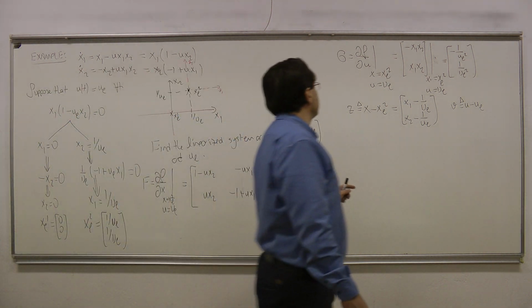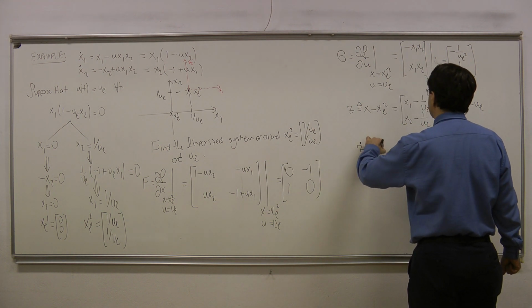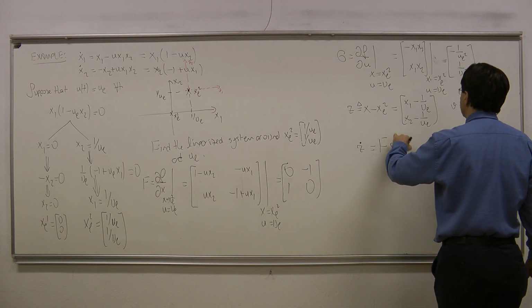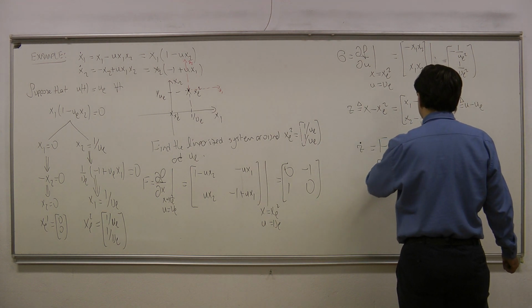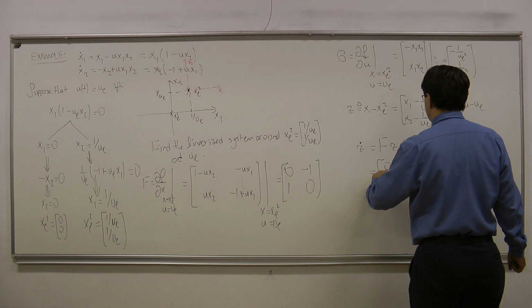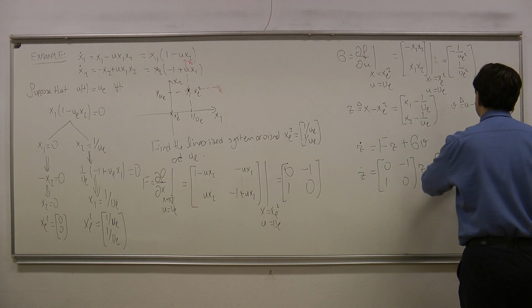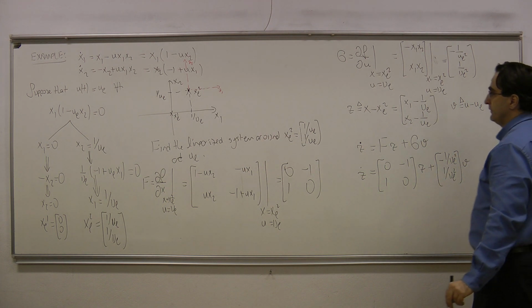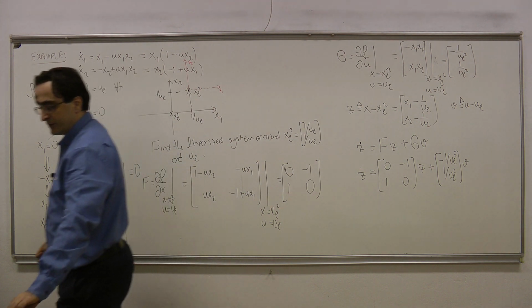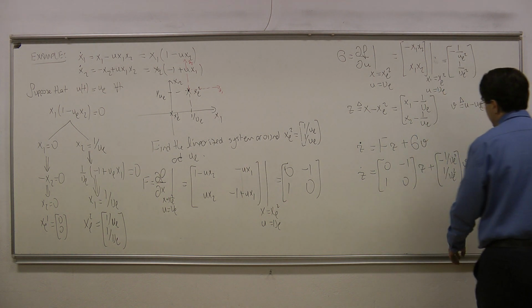Now let us actually substitute our system and write our equations. Z dot is equal to F times Z plus G times V. And in this case, the right hand side looks like this: Z dot equals [0, -1; 1, 0] Z plus [-1/UE², 1/UE²] times the input V. This is the linearized system dynamics around the equilibrium input and the equilibrium state.